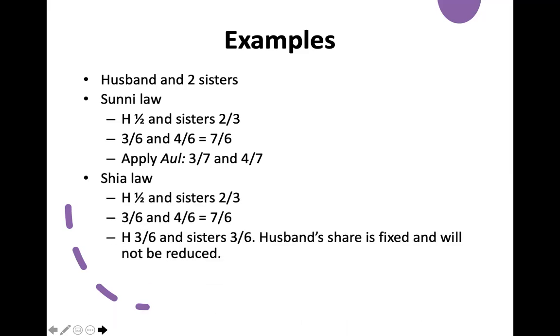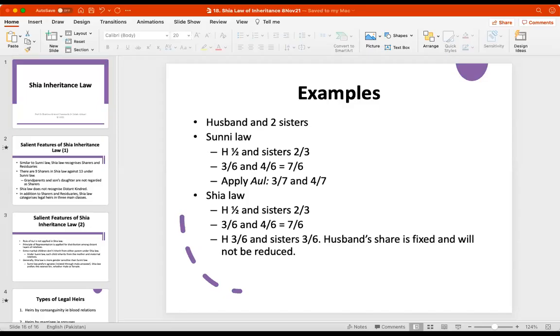Under Shia law, husband's share will remain 3/6. And the 4/6 share of sisters would be reduced to 3/6 because husband's share is fixed and it is not susceptible or subject to change. So Shia law, unlike Sunni law, is very simple and straightforward.